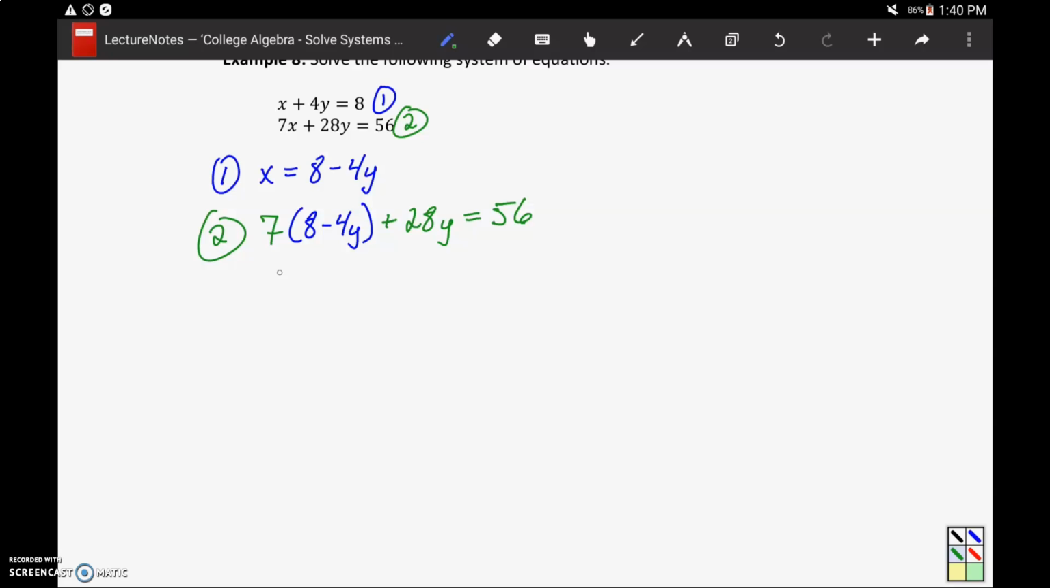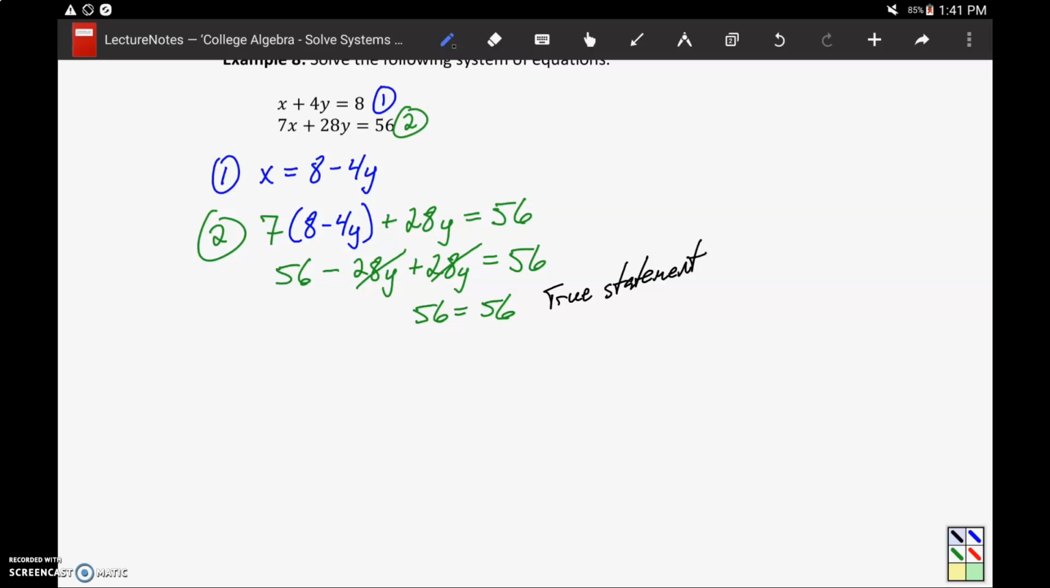We can distribute through and continue working on solving for y. We'll get 56 minus 28y, and then plus 28y is equal to 56. So in this case, again, our two y terms cancel out, and we're left with 56 is equal to 56. The difference this time around is that this is a true statement versus last time what we were left with was a false statement.